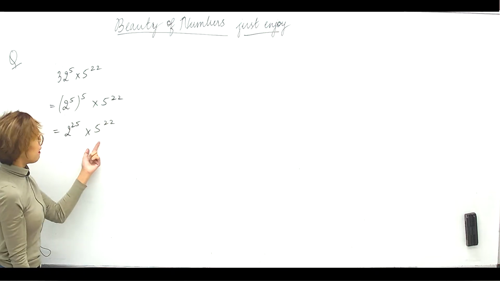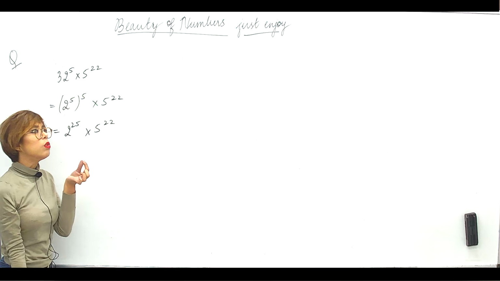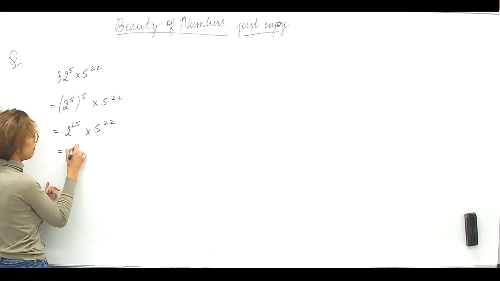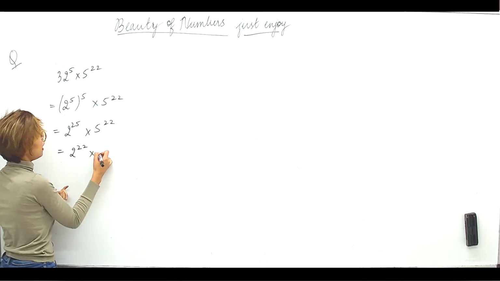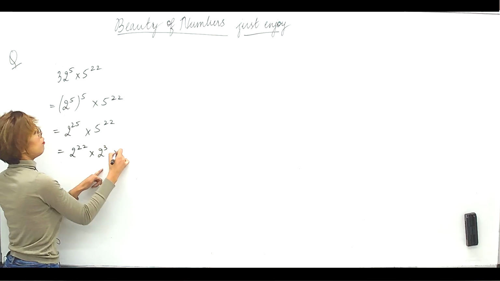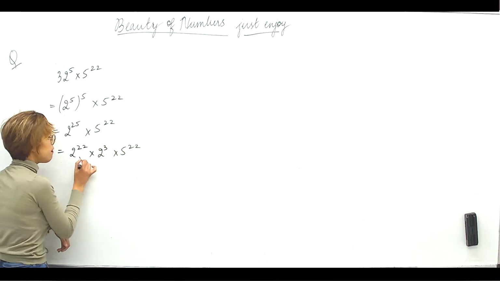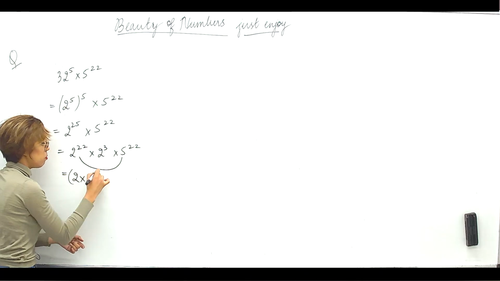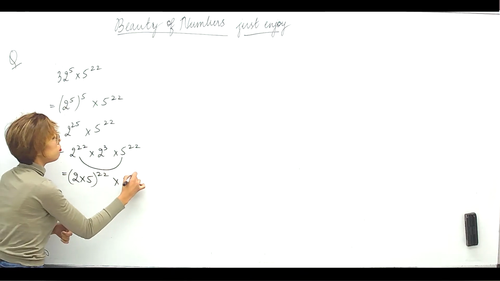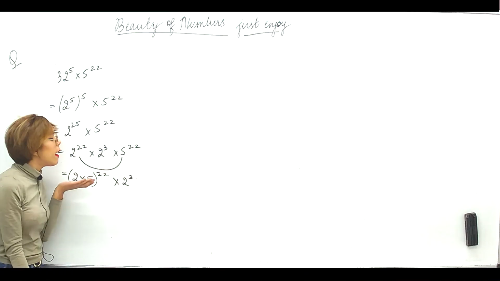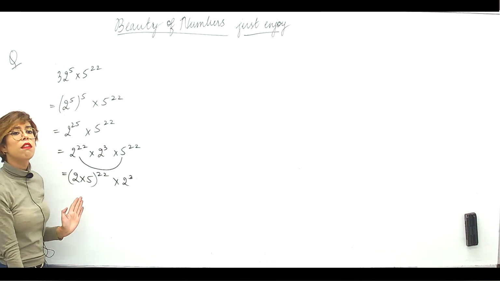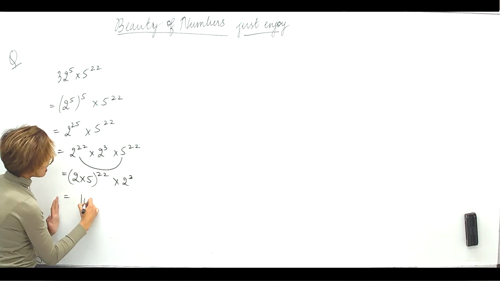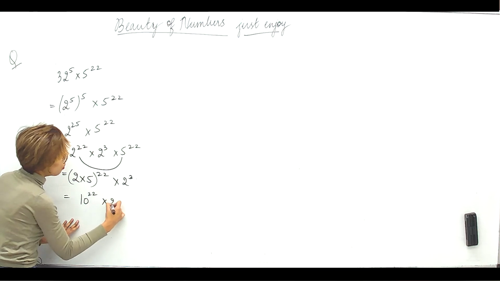Now 2 and 5. If I combine the two, I get 10. What I'll do is, I'll write 2 raised to 25 as 2 raised to 22 into 2 cube, into 5 raised to 22. Now if I combine the two, I'll get nothing but 10 raised to 22 into 2 cube. Now you must be wondering, why is ma'am bothered about 10? Because 10 is a beautiful number, because I know I'll get 10 raised to 22 here into 2 cube.